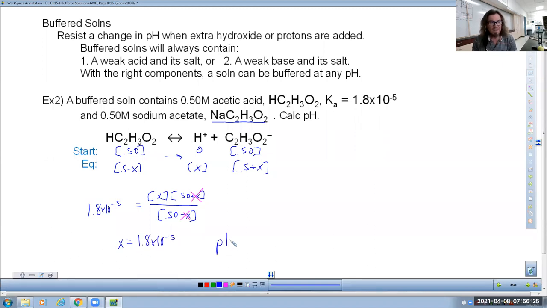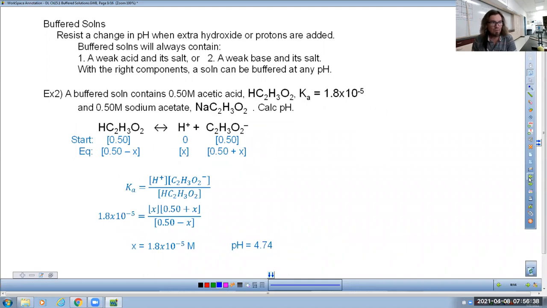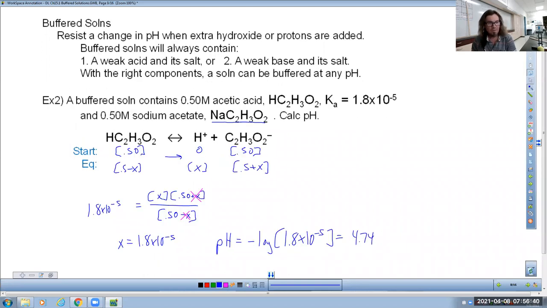And then the pH equals negative log of 1.8 times 10 to the negative fifth. And my calculator says 4.74. Okay.